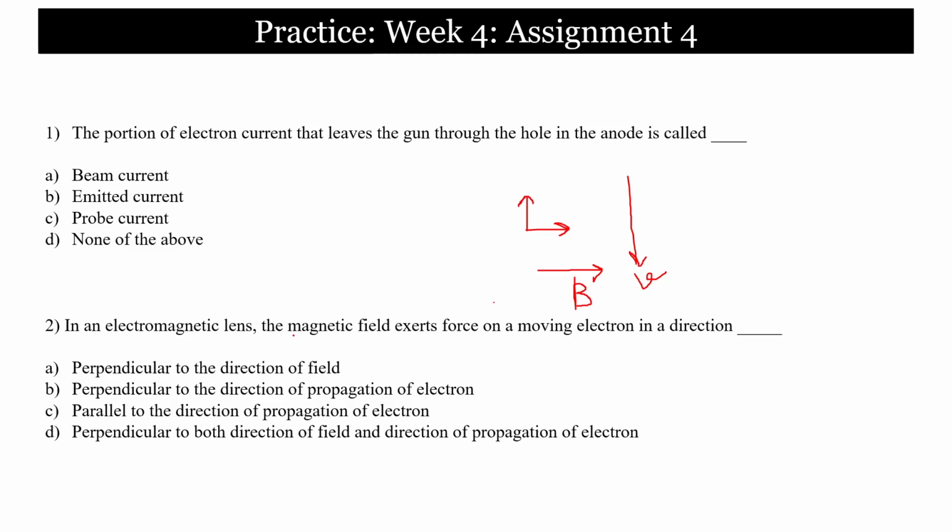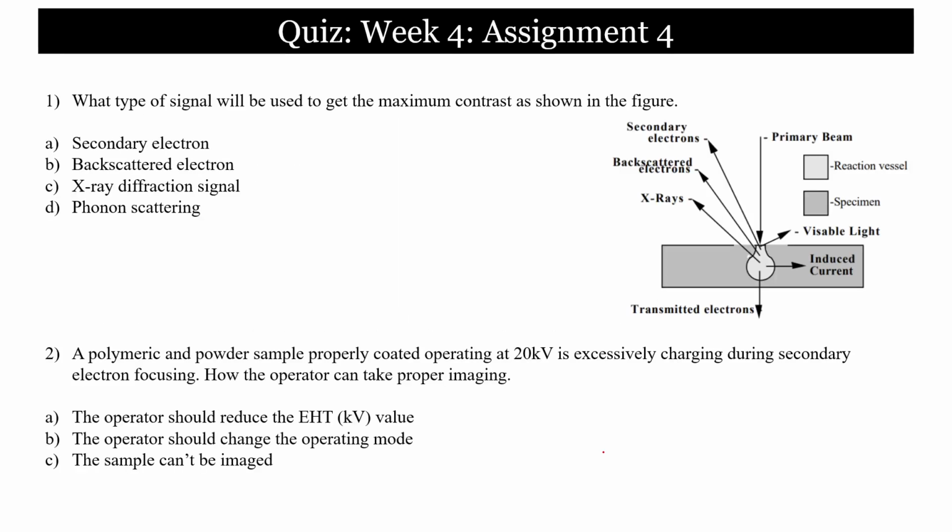Here they have asked that the magnetic field exerts a force on a moving electron in a direction. So if your electron is moving in this direction, firstly the force due to the motion of electron and the magnetic field is exerted in this direction, and then the force is exerted inside the plane of the screen. That means it is perpendicular to both the direction of field and the direction of propagation of electrons. Okay. Have I made myself clear now?